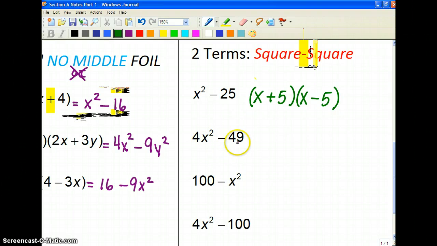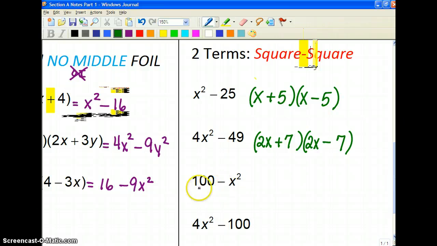4x squared minus 49. It's a square minus a square. One of the parentheses is going to have plus, and one of them will have minus. Now just decide, what do you need to put in there? How do you get 4x squared? 2x times 2x. How do you get 49? 7 times 7. Now it's just a habit of mine. I always put the positive term first. You'll see why later.